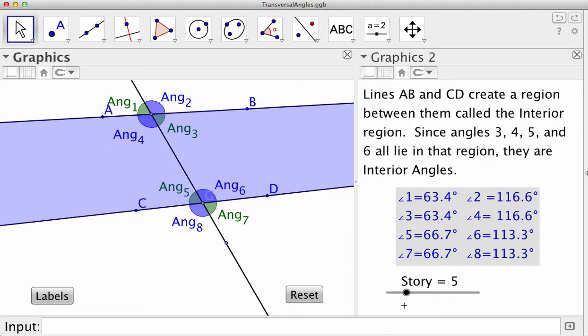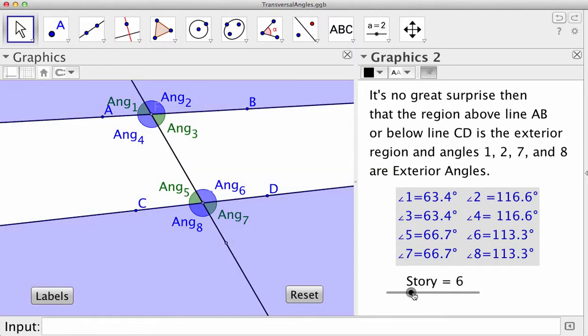Not surprisingly, those two lines also create the exterior region, which is the region that is above line AB or below CD. In other words, it is exterior to the two lines. Angles that are in those regions are called the exterior angles. So we have angle 1, angle 2, angle 7, and angle 8. Those are exterior.